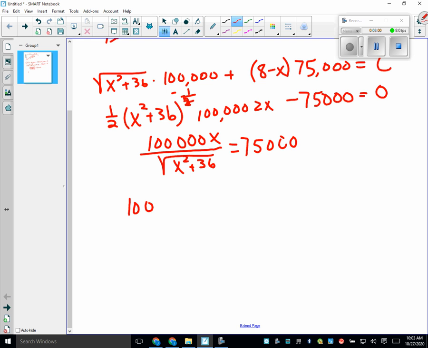100,000 x equals 75,000 radical x squared plus 36. Right? What are you going to do now? Square both sides. So this is like zeros.